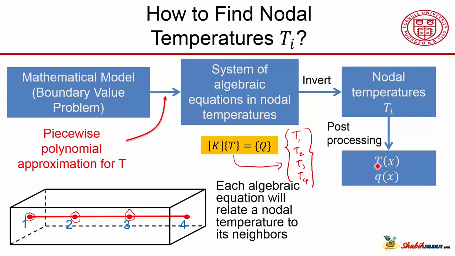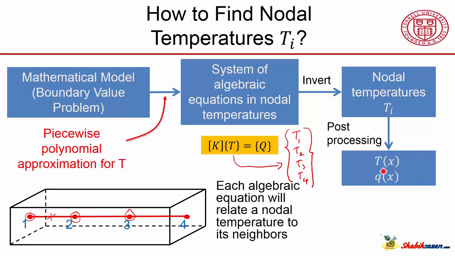So if I want to know the temperature at any arbitrary point, if I want to know the temperature here, I can just use my interpolation to find that. So this I'll do by interpolation, and then I can differentiate my interpolation to get the heat flux, that is a heat flow per unit area.